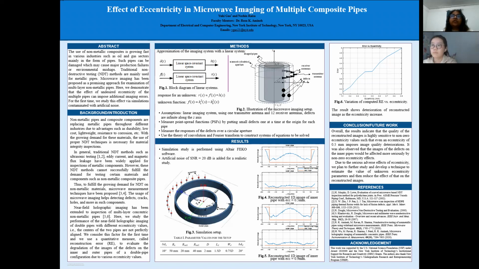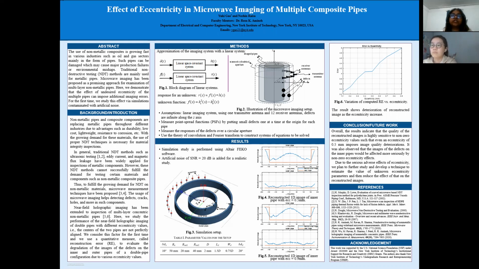Signals have been sent through the defects to obtain the point spread function, then near field holographic imaging has been implemented. Unknown shapes of the defect can be found by solving the system of equations by taking the Fourier transform of the system over the phi direction. The response of the unknown function can be obtained from the convolution of the impulse function and the input function. Please refer to our paper for the details on this theory.